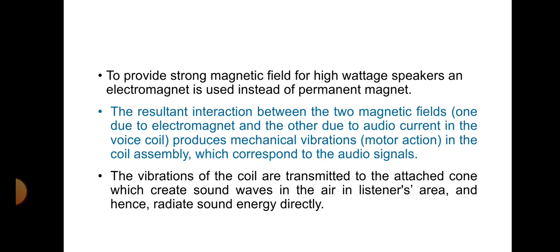So to provide a strong magnetic field for high power speakers, an electromagnet is used instead of a permanent magnet. The resultant interaction between the two magnetic fields, one due to the electromagnet and the other due to audio current in the voice coil, produces mechanical vibrations in the coil assembly, which correspond to the audio signals. The vibrations of the coil are transmitted to the attached cone, which creates sound waves in the air in the listener area and hence radiates sound energy directly.